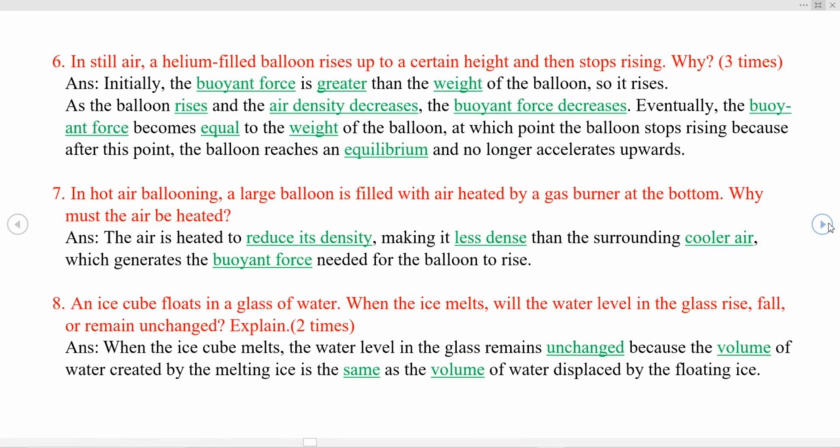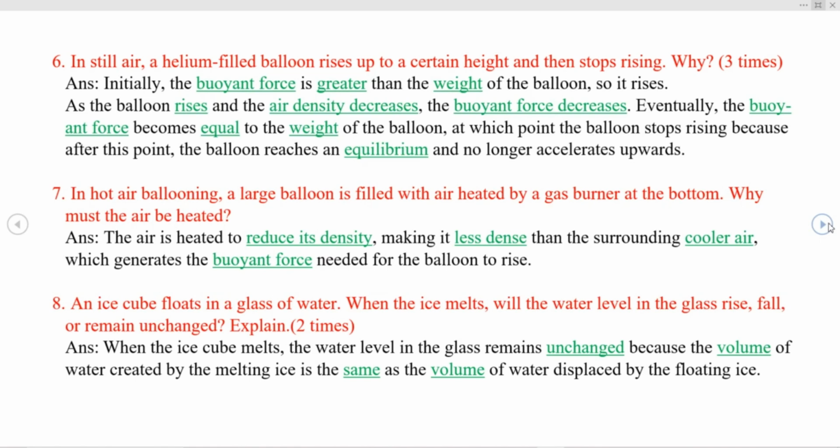Question number 6. In still air, a helium-filled balloon rises up to a certain height and then stops rising. Why? Our answer should be like, initially the buoyant force is greater than the weight of the balloon, so it rises, right? As the balloon rises and the air density decreases, the buoyant force also decreases. And eventually, the buoyant force becomes equal to the weight of the balloon, at which point the balloon stops rising, because after this point, the balloon reaches an equilibrium and no longer accelerates upwards.